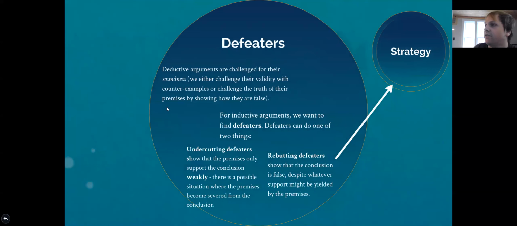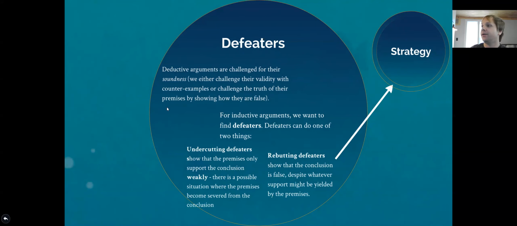To assess an inductive argument, we're going to look for defeaters to the argument. Defeaters are going to be reasons we have either for believing that the conclusion of the argument is false, or for believing that the argument doesn't really support the conclusion well in the first place.